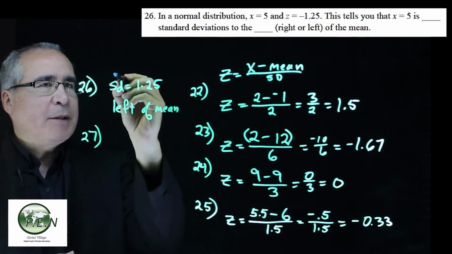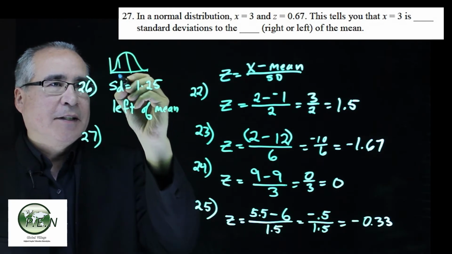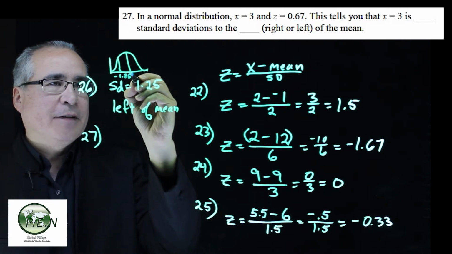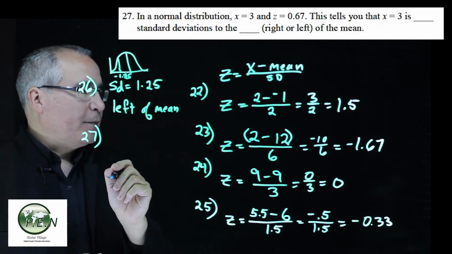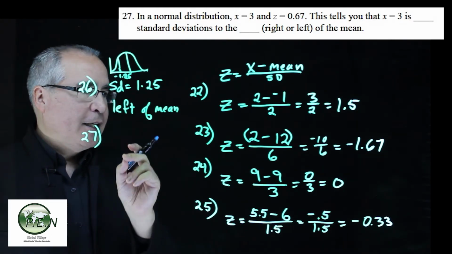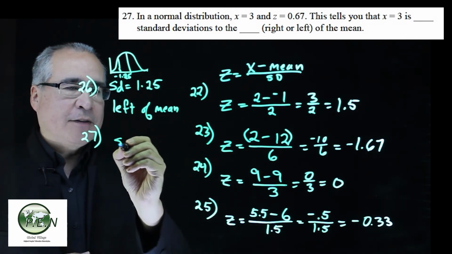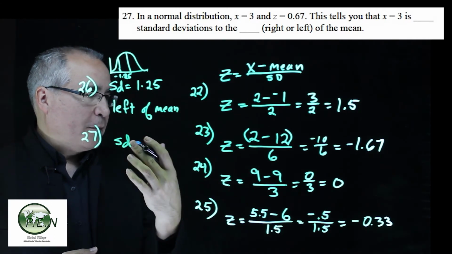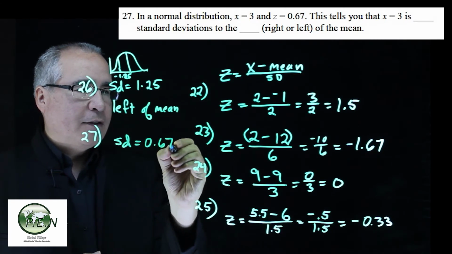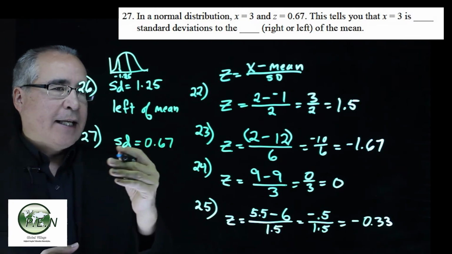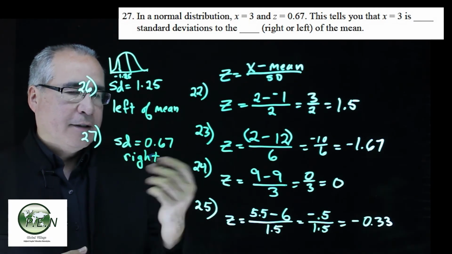27, and maybe a little visual, mean, negative 1.25 is over here, it is to the left. 27, we've got a data value of 3, and we're told that it has a z-score of 0.67. So again, it tells us that the standard deviations from the mean, that x equals 3, is exactly 0.67 standard deviations away from the mean. And since it's positive, it tells us that x equals 3 is to the right of the mean.